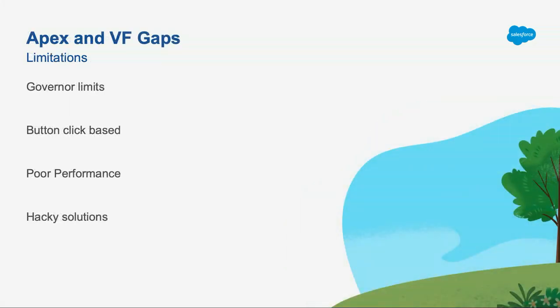Ultimately, we find that Apex and Visualforce both have gaps. We run into governor limits. It's very button-click based. There are performance issues. We end up throwing random script tags all over the place. Maybe we know what it does, maybe we don't, but it works, so we don't worry too much about it. But we're not necessarily comfortable and happy with the code we're writing.